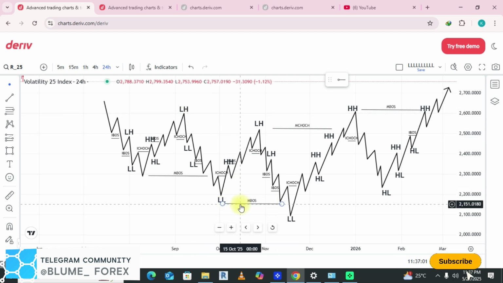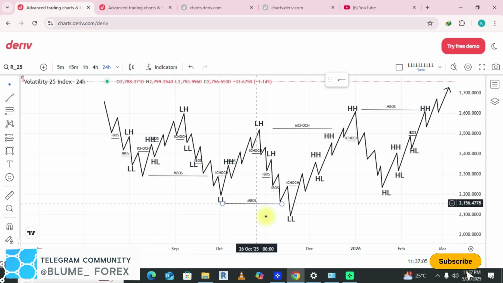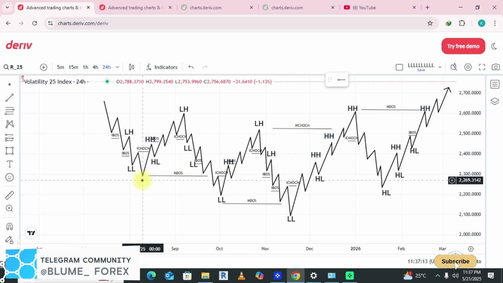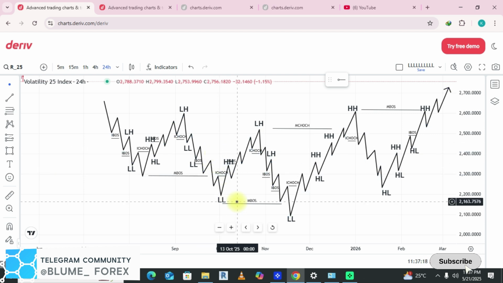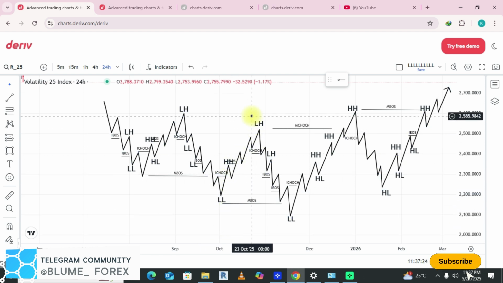Now once we take out this low, the market is giving us confirmation that it wants to keep on pushing to the upside in the long term. We can only know when that will end when we have a major change of character. So after this major break of structure, we push to the downside. We are expecting the market to pull back. Now the market is pulling back, and then what?